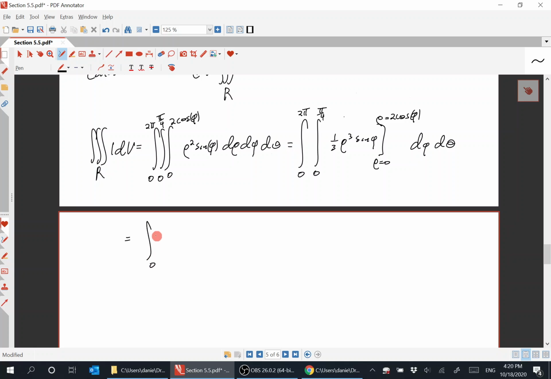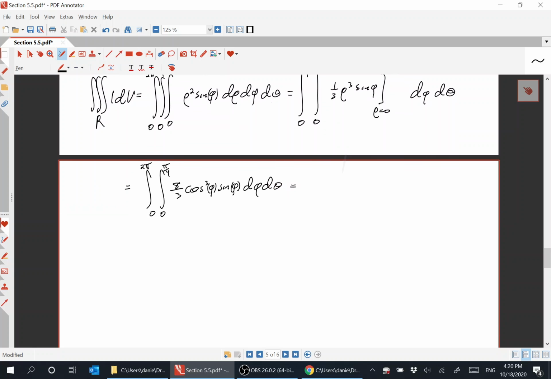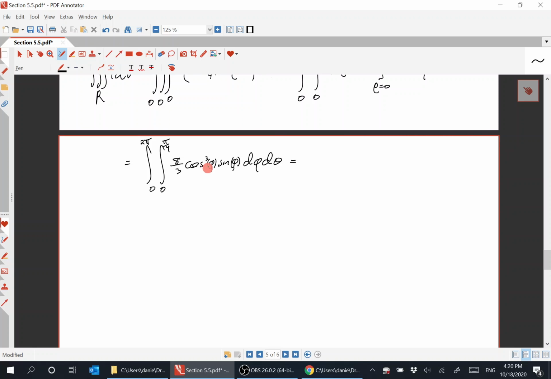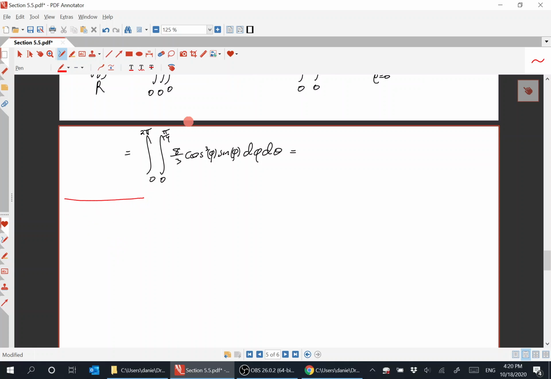So this becomes integral from 0 to 2 pi, integral from 0 to pi over 4. So it's going to be 8/3 cosine to the third phi sine phi d phi d theta. Okay, so we want to do the antiderivative of cosine to the third phi sine phi. So that's going to need a u substitution. I'm going to do that off to the side over here.